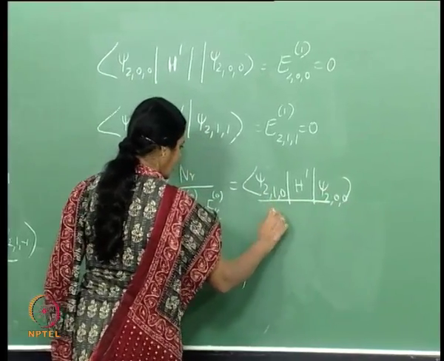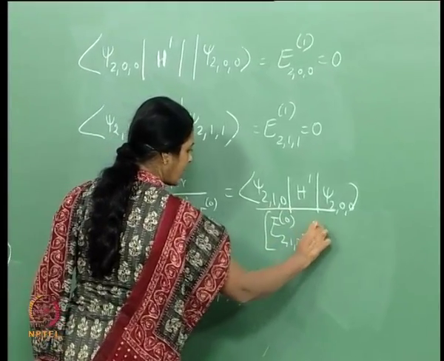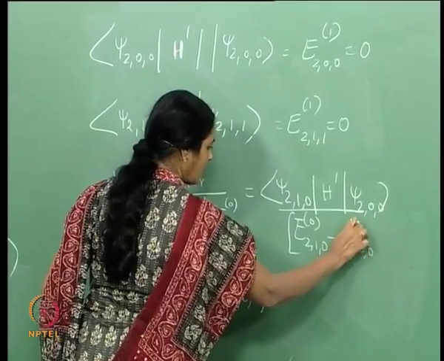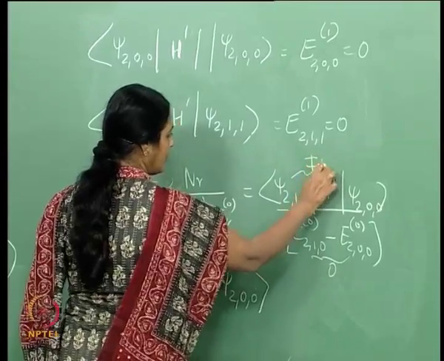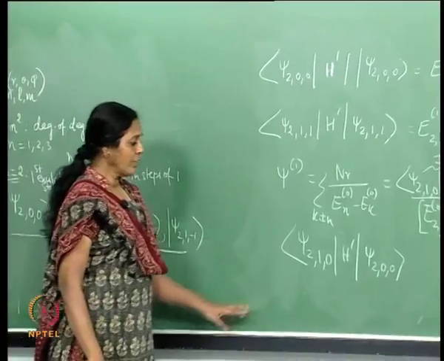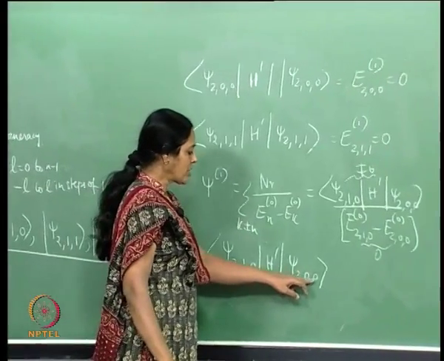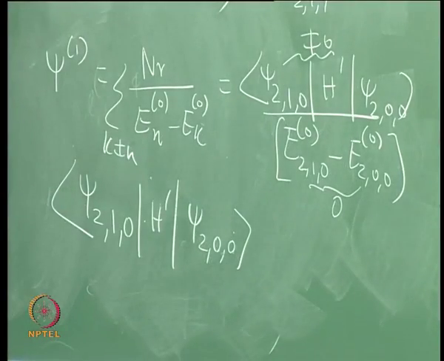by E 2 1 0 0 minus E 2 0 0 0. This is 0 and this is non-zero. I am putting down just one term in the summation, and there too I have not put down the appropriate wave function that multiplies the matrix element, but this will do for my discussion. So, I do have a problem if I work with psi 2 0 0 as my initial state or with psi 2 1 0 as my initial state.